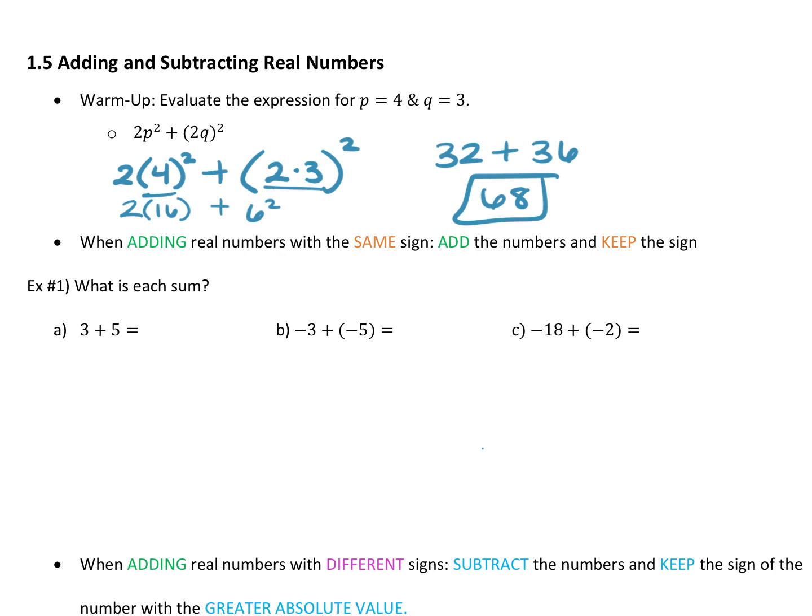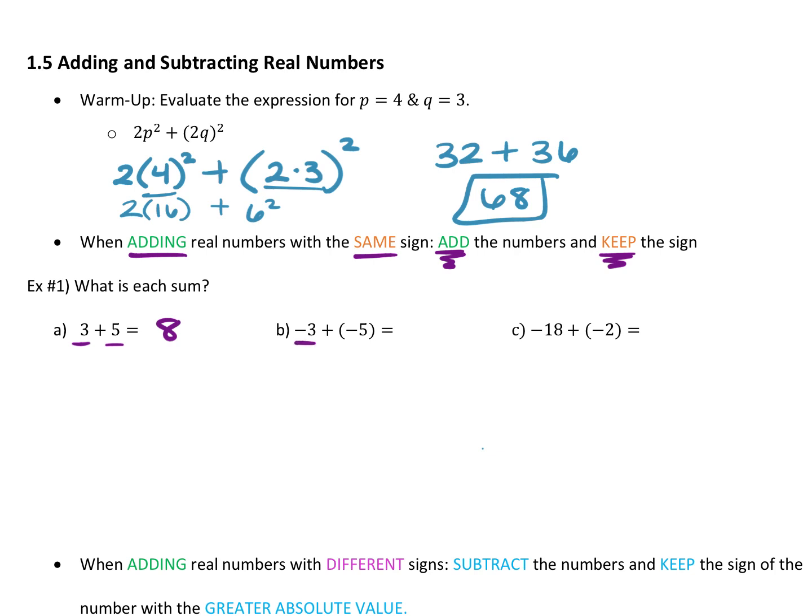Okay, so when adding real numbers with the same sign, in other words, you're adding two positive numbers or two negative numbers, here's what you do. You add those numbers together and you keep whatever sign they already had. So if I have a 3 and a 5, I add them together. They were both positive, so my answer is positive. Okay?